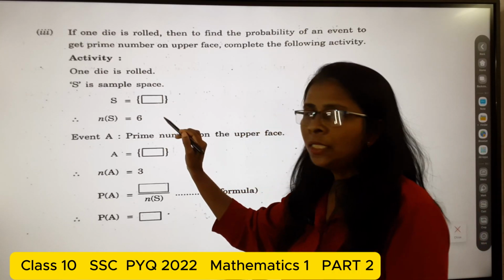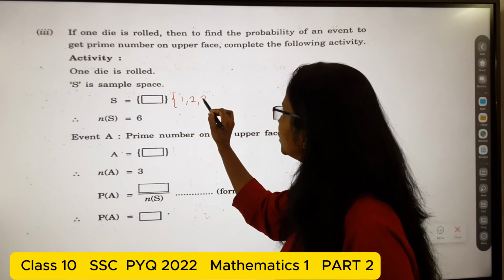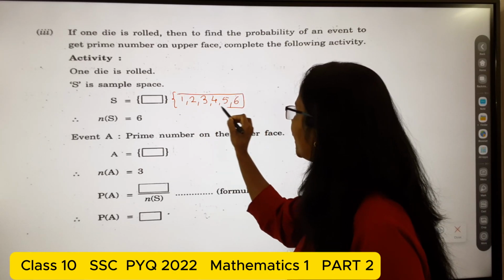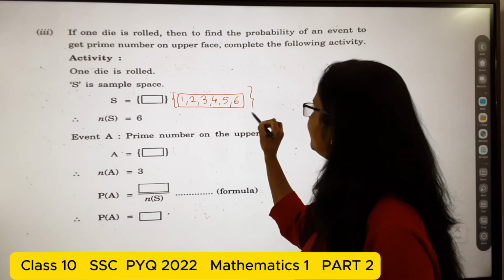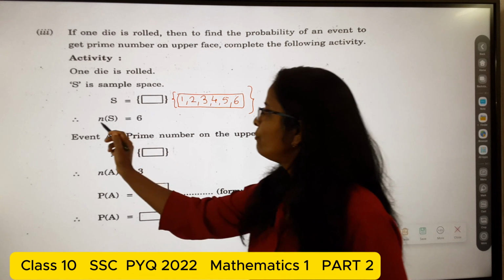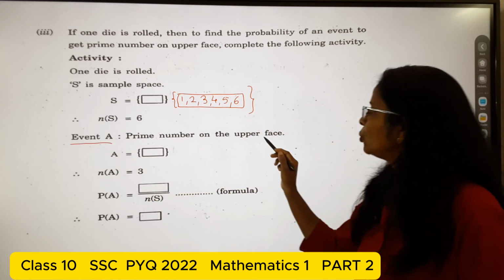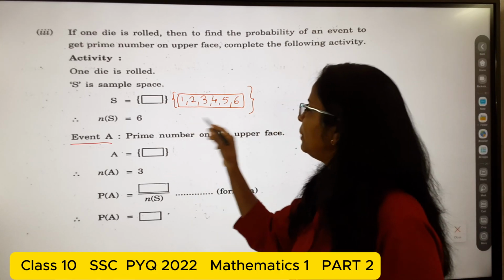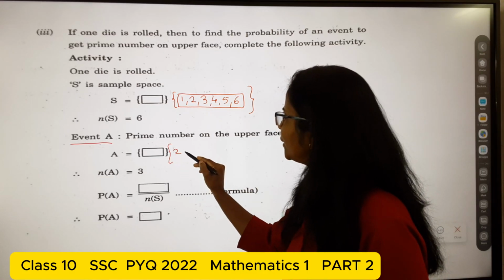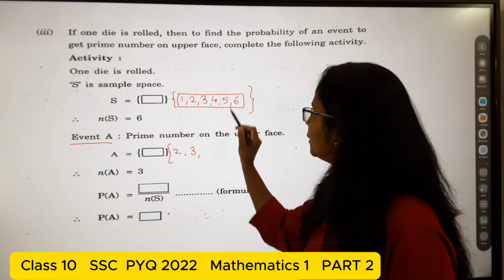The space is insufficient to write, so here we make this 1, 2, 3, 4, 5, 6. I make this space and I make this box in such a way, and then write here 1, 2, 3, 4, 5, 6, if one die is rolled. So now n of S is equal to 6. Now event A, prime number on the upper face. So the prime numbers between these: even prime number is 2, then here 3, then here that is 5.